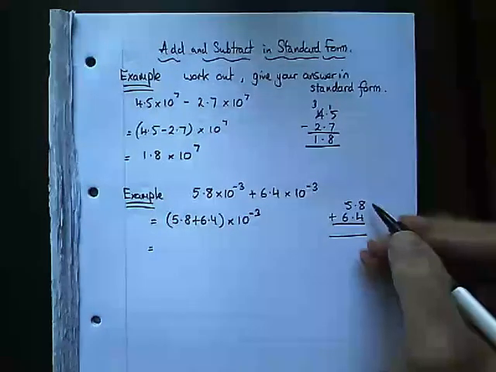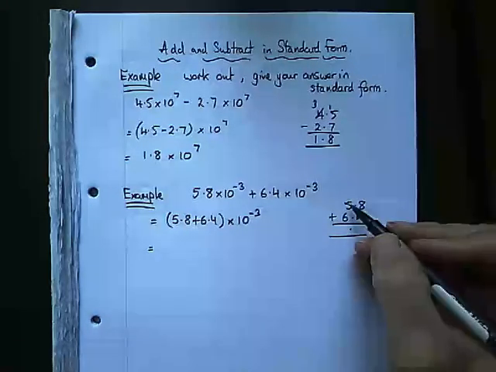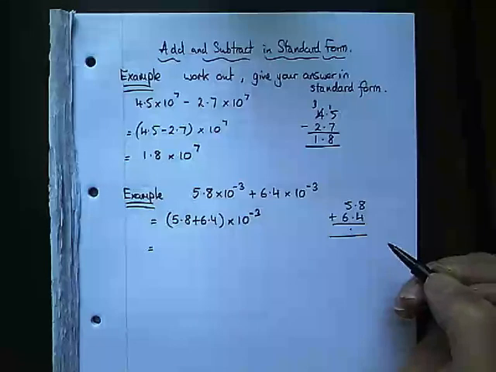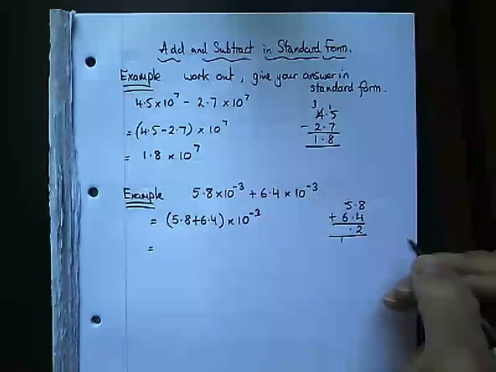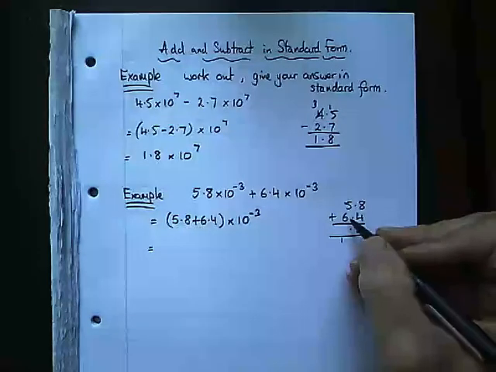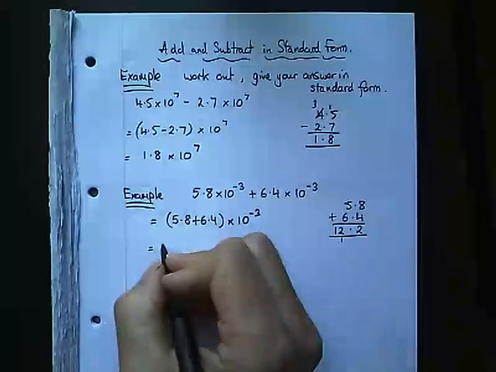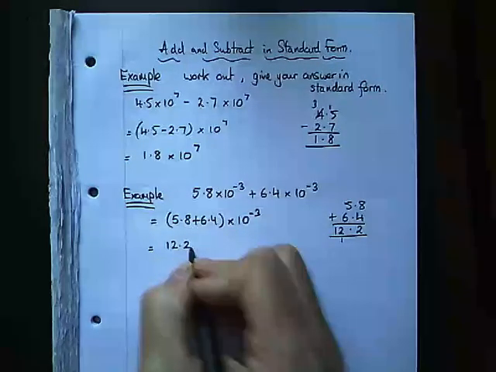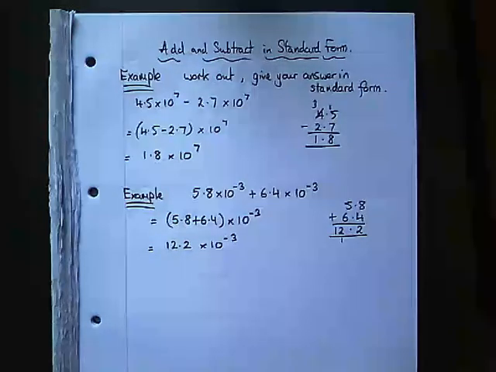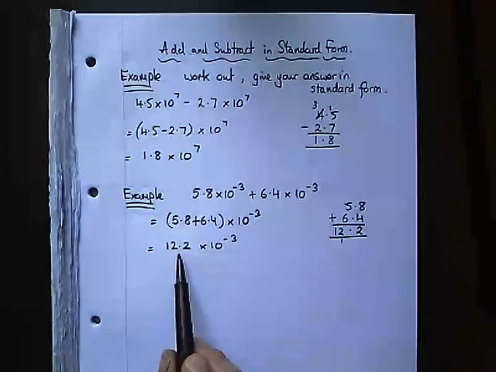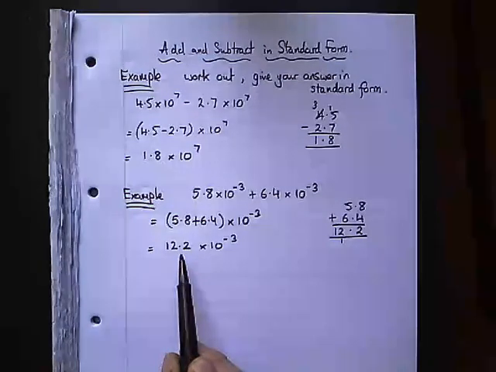So now we need to work out what 5.8 plus 6.4 is. Remember, first decimal place all underneath each other, decimal point all underneath, and the whole numbers all underneath each other. So 8 plus 4 is 12, carry the 1 over. 6 plus 5 is 11, plus 1 is 12. So we get 12.2 times 10 to the minus 3. Now, the only issue here is this number, 12.2, is not between 1 and 10. It's actually greater than 10.